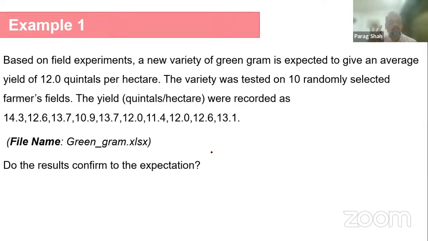Now see, this is a problem of agriculture. I'll start with the decision variable. What is the decision variable? Yield. That's good. Yield is the decision variable. Which is the parameter they are asking for?